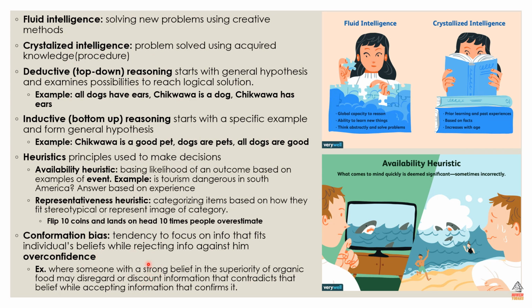Next, you have confirmation bias. Confirmation bias is the tendency to focus on information that fits an individual's beliefs while rejecting information against that belief. It's basically overconfidence. For instance, someone with a strong belief that organic food is better than non-organic food may come across an article that states that organic food is similar to non-organic food. This article contradicts what they believe, so they choose to ignore the article and move on with their day. They don't accept the information, and they stick to their belief.